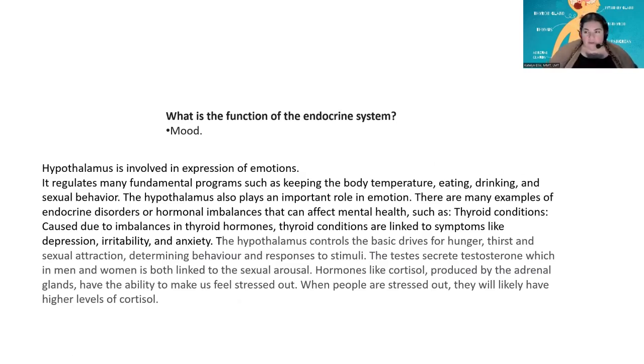Another function of the endocrine system is helping to regulate our mood. The hypothalamus is the big boy involved in the expression of emotions. It regulates many fundamental programs, such as keeping the body temperature correct, eating, drinking, and sexual behavior in check, like your thirst regulation, your hunger regulation, and how you act in terms of reproductive behavior.